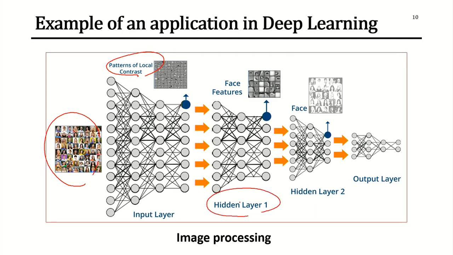And next, in hidden layers 1 and 2, hidden layer 1 contains the face features. So what are face features? They refer to important information on a face. For example, the position of the nose, eyes, mouth, ears, and so on. These are considered face features. From these face features, it can construct the face in the next hidden layer. Last but not least, based on this important information, the patterns of local contrast, face features, and the face itself, it can predict a new output layer.